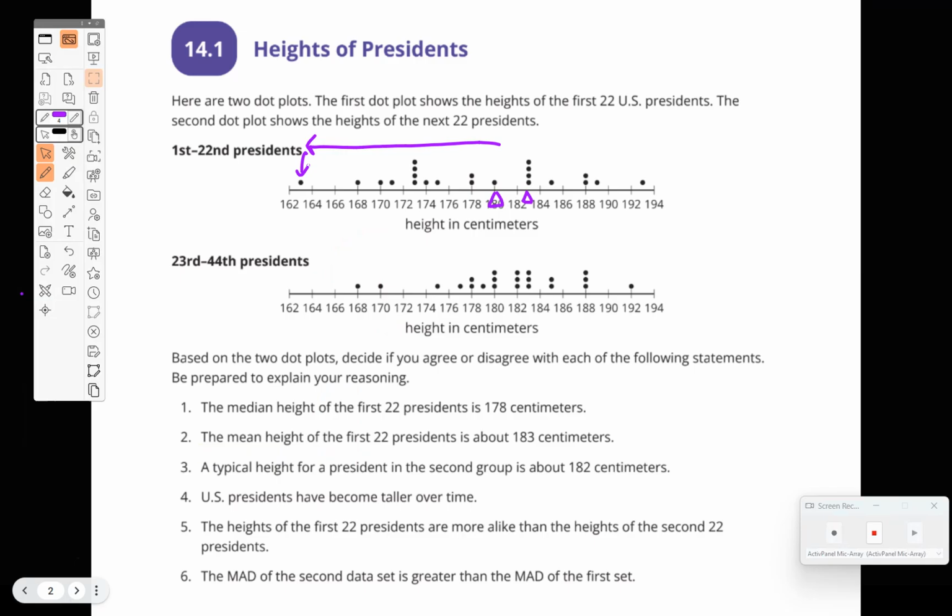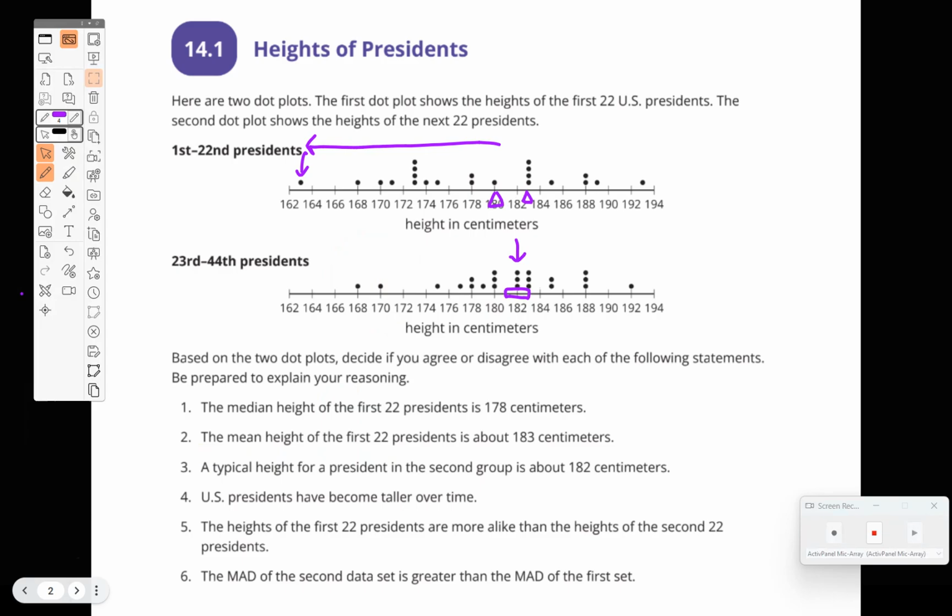A typical height for a president in the second group is about 182. So looking at right there, 182. Do you think that's typical? Give me a thumbs up or a thumbs down. Do you agree with that statement? I got one that went up and then we went back down. What are we thinking? Typical. Okay. Would you have argued 183? Or 181. So maybe somewhere in there. Are those still pretty close to 182? Yeah, I think you'd have to agree with that one.